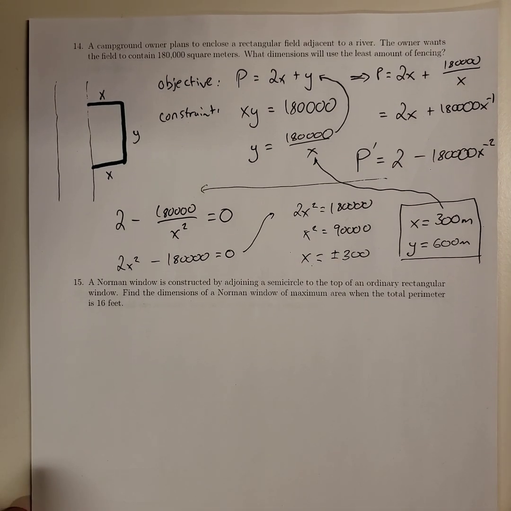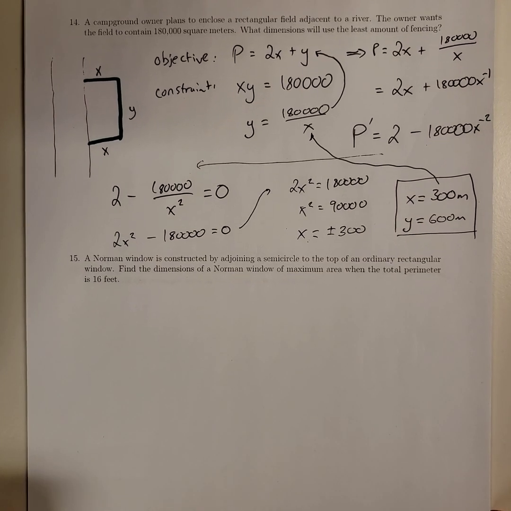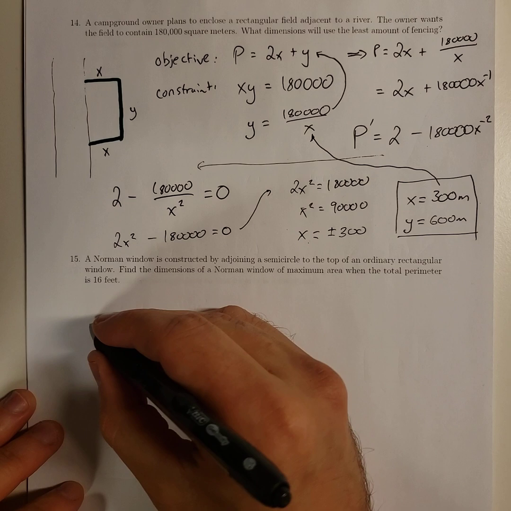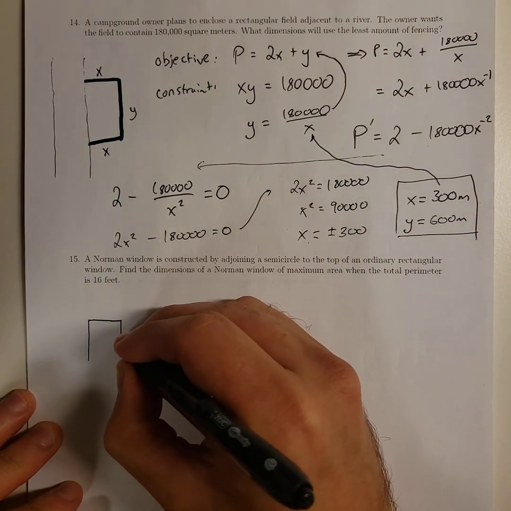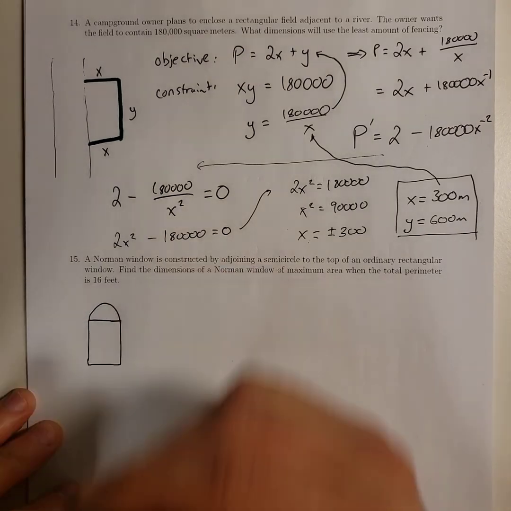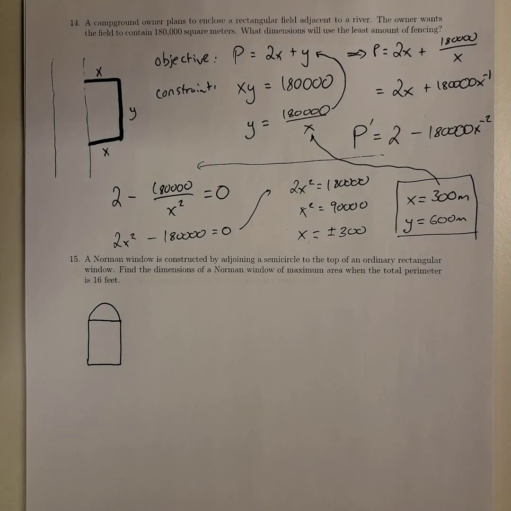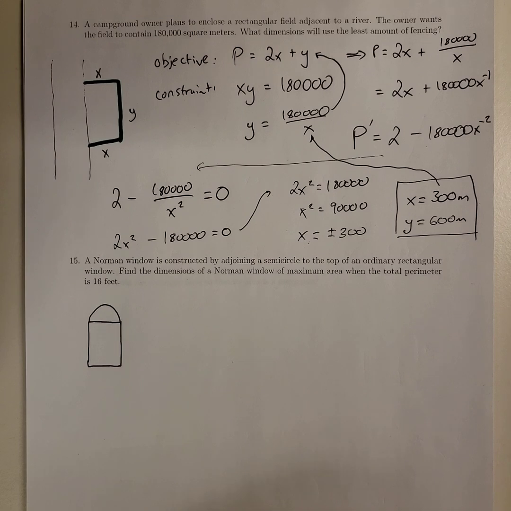Okay, in our next problem, we have what's called a Norman window, which you've probably seen before. It's a window where you have a rectangular window, but then it has this semicircle on top. So we want to find the dimensions of this Norman window that maximize the area when the total perimeter, so the distance all the way around it, should be 16 feet. So the perimeter being 16 feet, that's going to be our constraint.